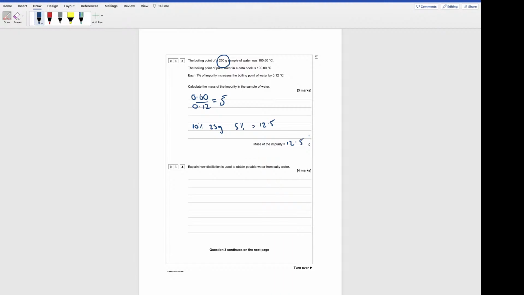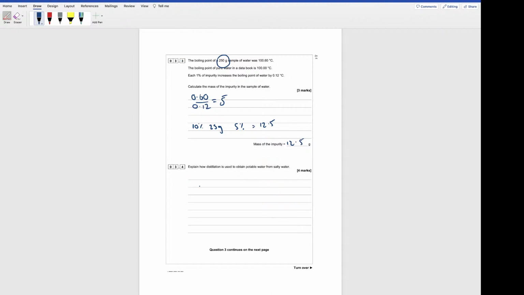Explain how distillation is used to obtain potable water from salty water. Distillation is a process whereby we boil the water. We heat it up. The water boils at 100 degrees C. It evaporates and then condenses back down through a chamber, and we collect it as water.